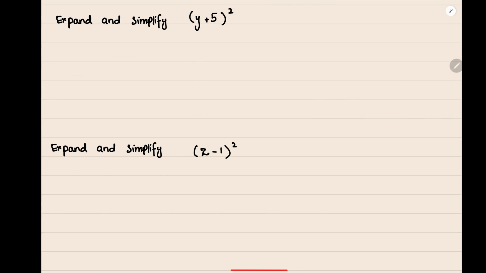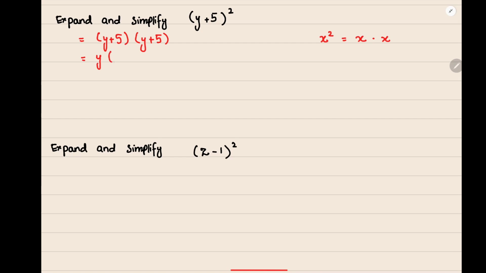Okay. Now we are having a different type of question. It says expand and simplify, and we are having bracket y plus 5 and whole square. Just remember, if we are having x squared, I can write it as x times x. Same case, I will go with this question. Bracket y plus 5 whole squared would be y plus 5 into y plus 5. Now I can expand it easily.